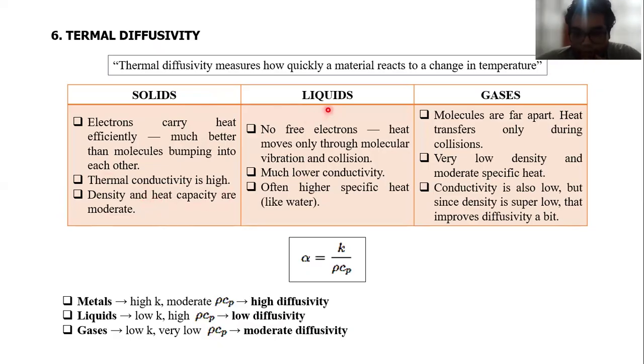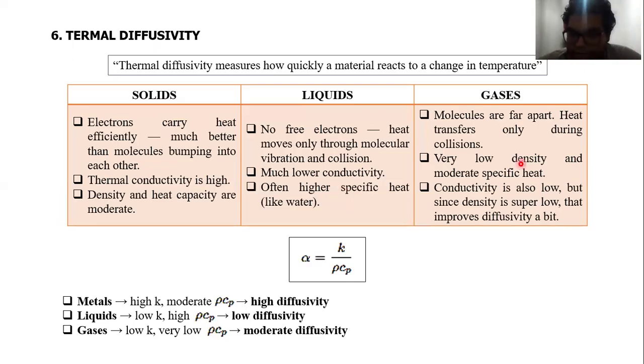Okay, and in the case of liquids, we have no free electrons, no valence electrons. As a consequence, heat moves only through molecular vibration and collision, okay? Much lower conductivity. That's because in the liquid the repulsion forces are equal to the attractive forces, and we have an equilibrium right over here. That's why solids have better conductivity than liquids. Okay, so we have many different topics over here.